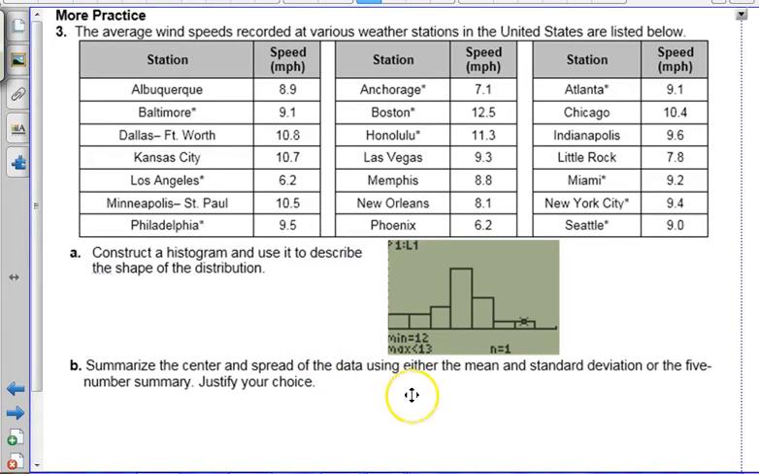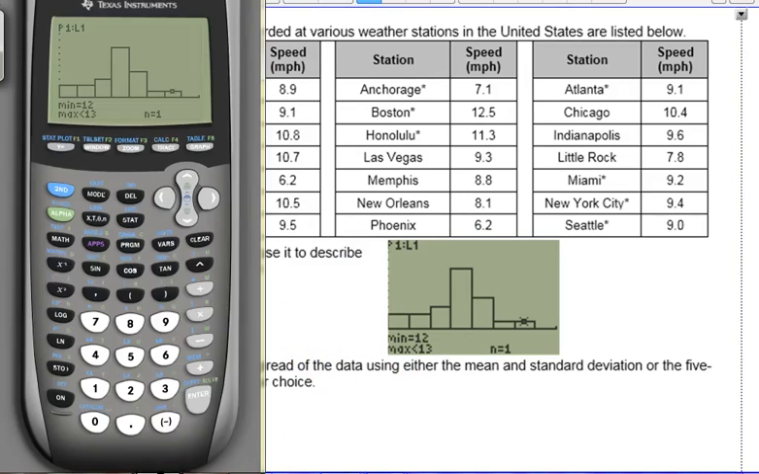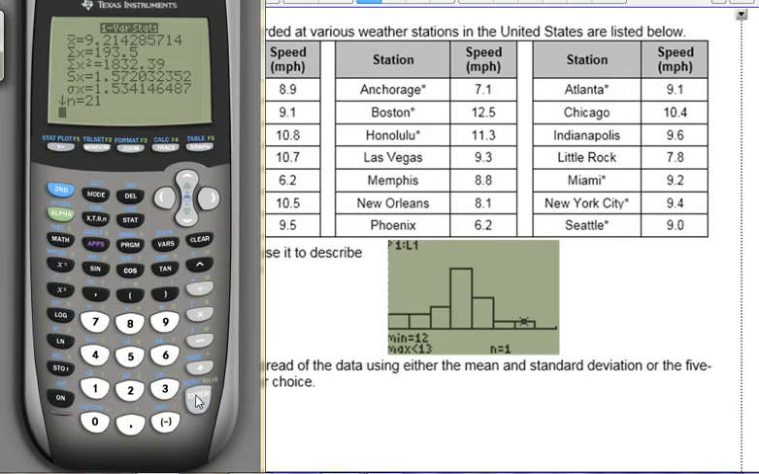Now it says choose the number spread. So can you go to the one variable stats, please? How do we do that? Stat, arrow to the right, enter, mine is in list 1. No frequency list, calculate. Okay, what's the mean? The mean is 9.2, and what is the standard deviation? About 1.5 or 6, okay?